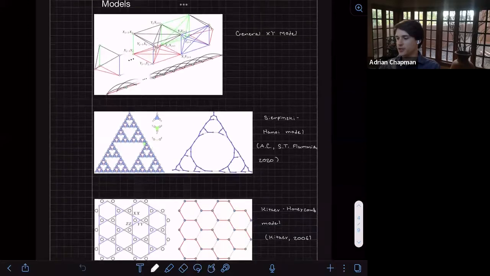The two helpful cases to look at are the first and third of these. The root graph is indeed the fermion hopping graph, the physical sites on which the fermions hop. For the general XY model, it's a 1D chain with nearest neighbor couplings and also next and next-next nearest neighbor couplings. So it has up to range three couplings.